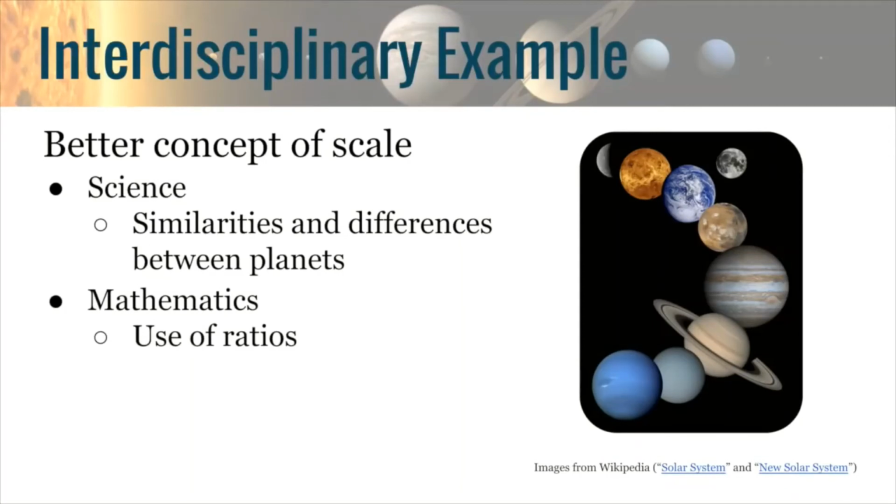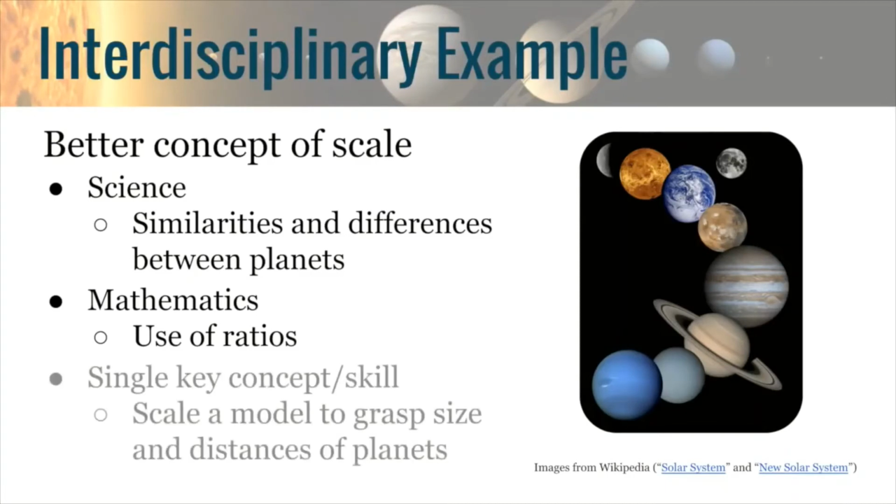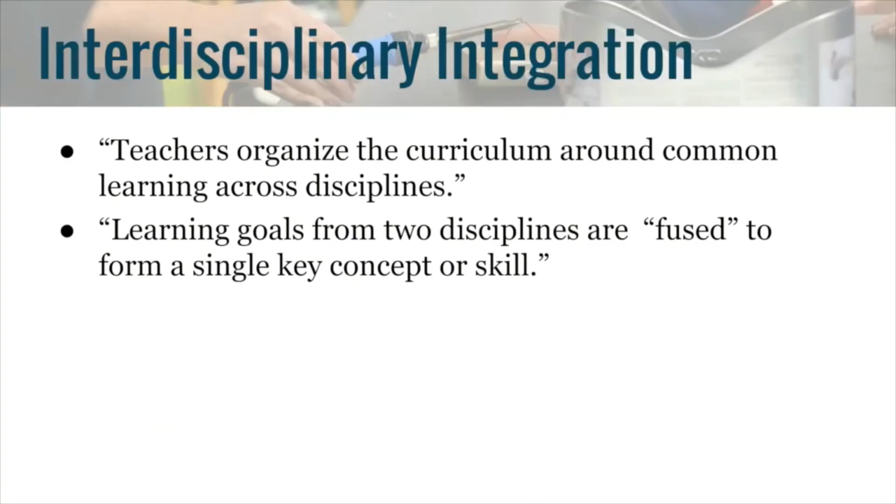Combining these learning goals forms a single key skill, which is to scale a model that helps students grasp the size of planets and the distance between planets in the solar system. This integration allows students to go past just learning about the surface features of planets, but instead get a deeper level of understanding of the solar system through size and distance scale.